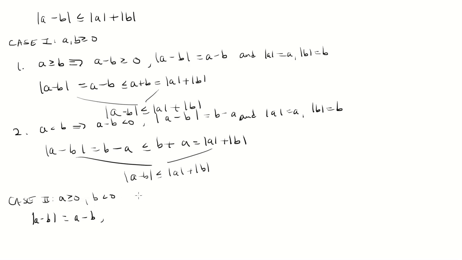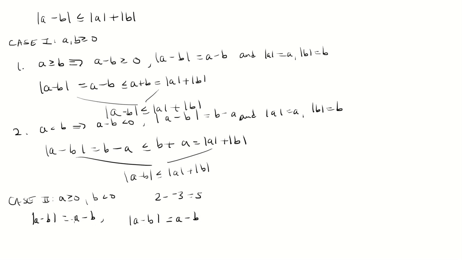Just think of it as like 2 minus negative 3, that's 5. Right? So a is 2, b is negative 3, for example. So if you subtract them, you get a positive number. And so we have the absolute value of a minus b is equal to, sorry, is equal to a minus b.